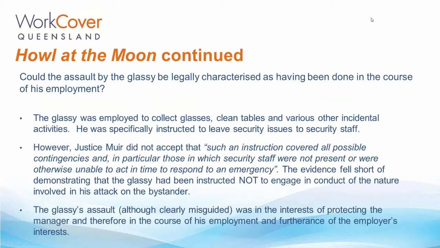However, Justice Muir did not accept that such an instruction covered all possible contingencies, and in particular those in which the security staff were not present or were otherwise unable to act in time to respond to an emergency. He said that the evidence fell short of demonstrating that the glassy had been instructed not to engage in conduct of the nature involved in his attack on the bystander. The glassy's assault, although clearly misguided, was in the interests of protecting the manager and therefore in the course of his employment.